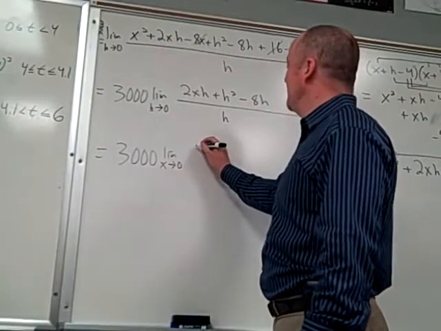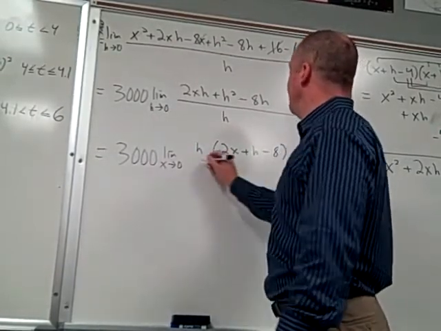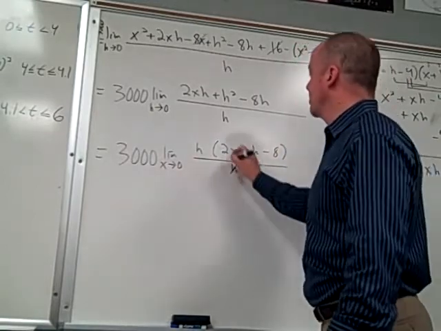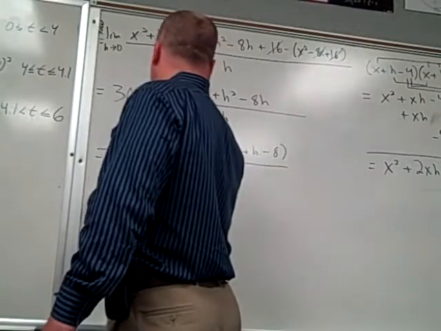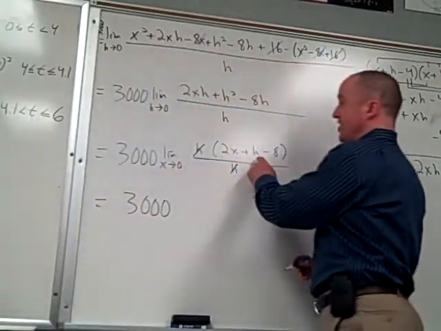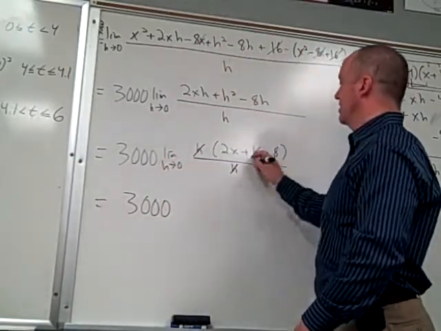It'll be 0 over 0. So now we have h, and what's left is 2x plus h minus 8, over h. Cancel, cancel. Now we can let the dog off the leash. Let h equal 0. 2x minus 8.